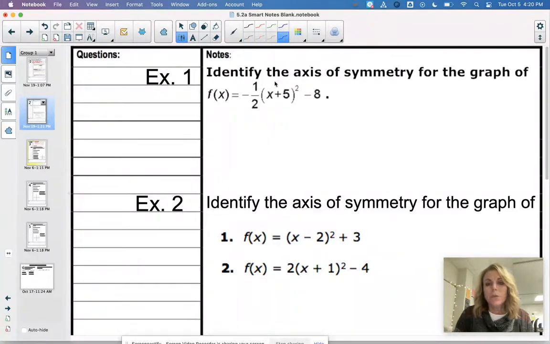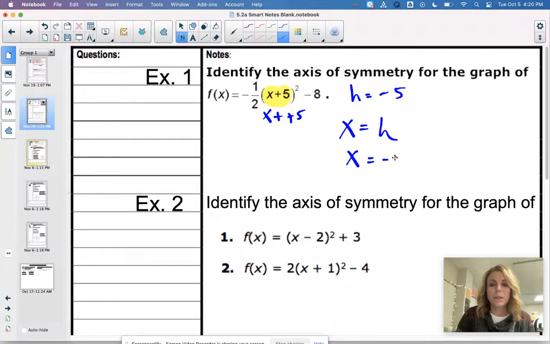Well, we look inside the parentheses. That's where our h is. h is -5, because remember, it's always x minus whatever your h is. Well, that's where we got the x plus 5 there. So remember, now our axis of symmetry is just x equals h, so it's x equals -5.